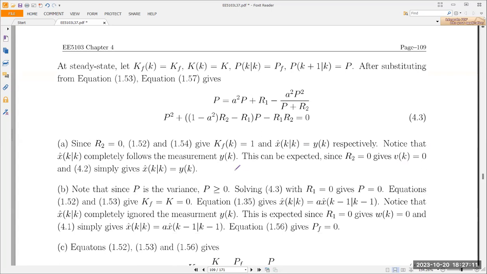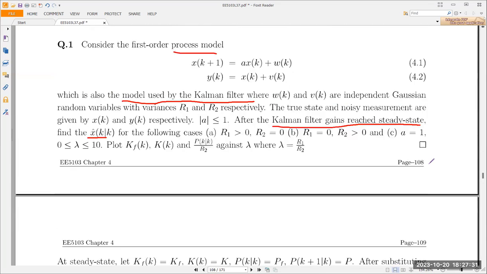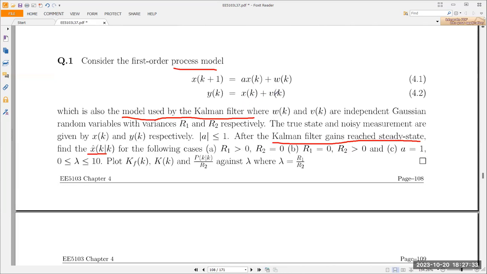So, like I told you before last week, your estimate will completely follow measurement Y. This is expected because R2 is 0, which means V is 0. Then of course you look here, R2, which is the variance of this, is 0, which means V is 0.